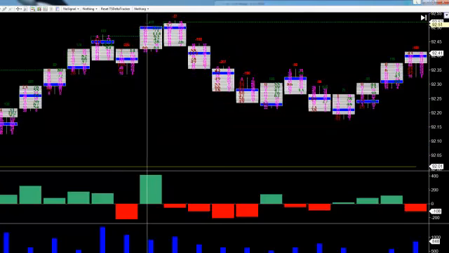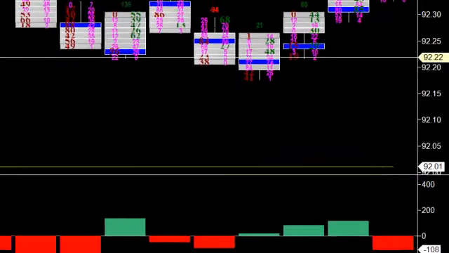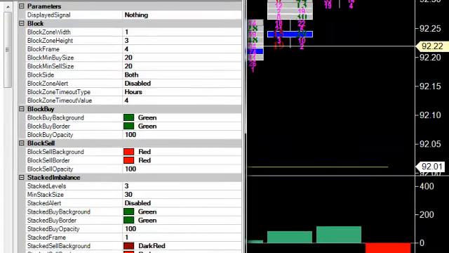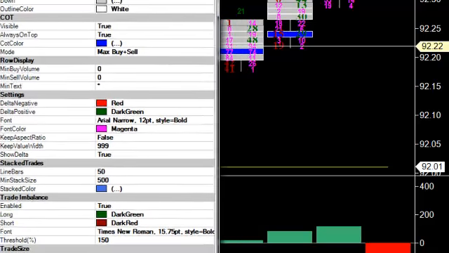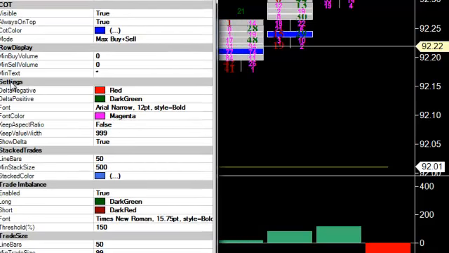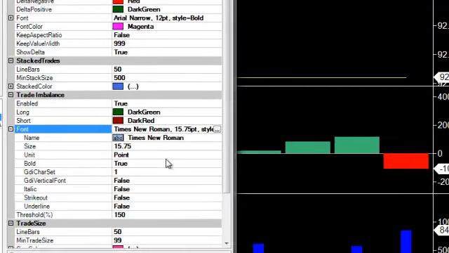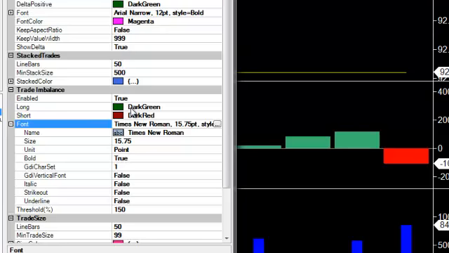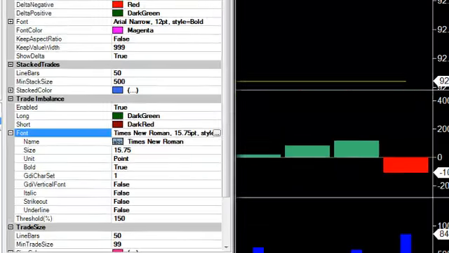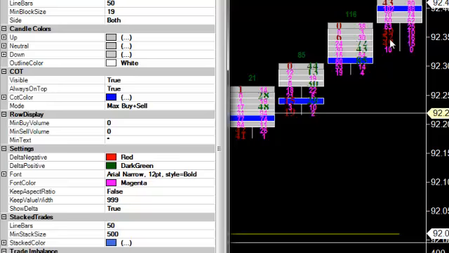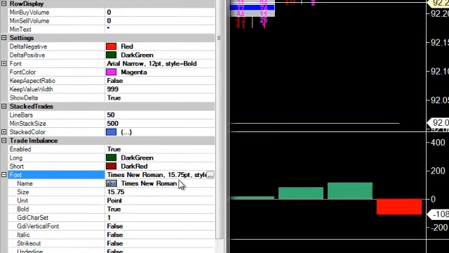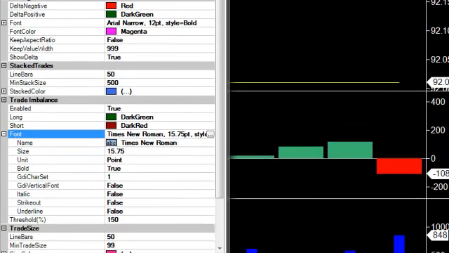All right, let's go to nothing. All right, let's go back to indicators again. Sequence tracker. All right, we've covered settings, stacked trades. All right, trade imbalance is the one I like to work with the most. I've got that set for dark green and dark red. And it shows up in here as dark green, and over here some dark red ones. And I got the font larger than the magenta ones, the ones that aren't out of balance by 150%.